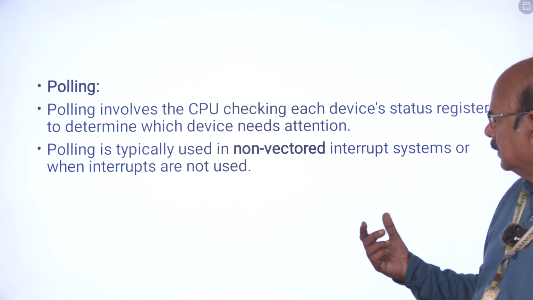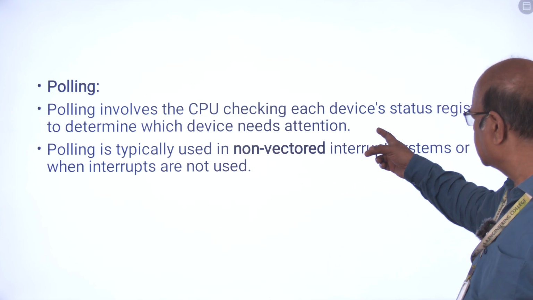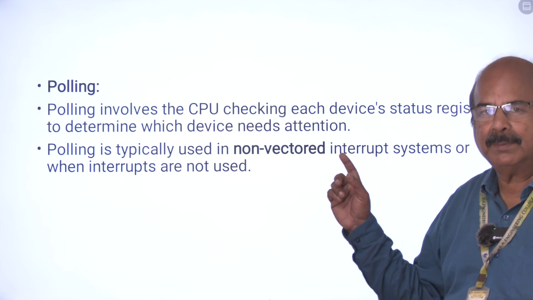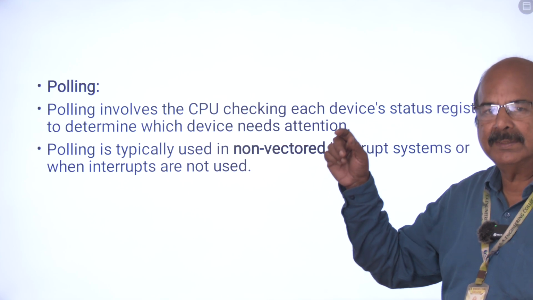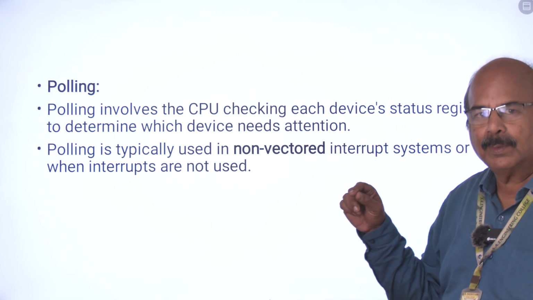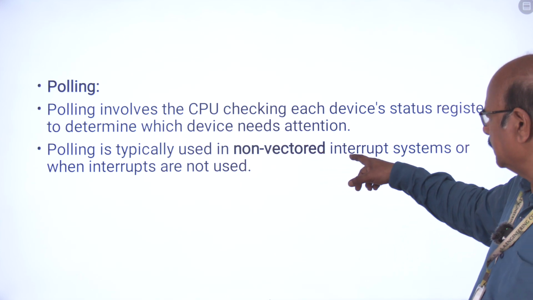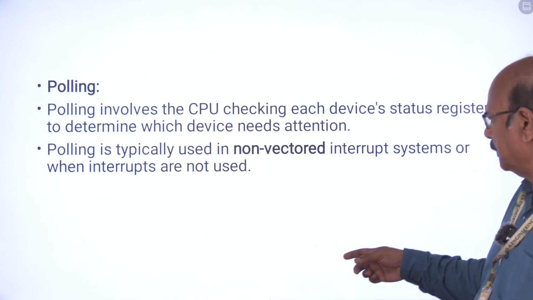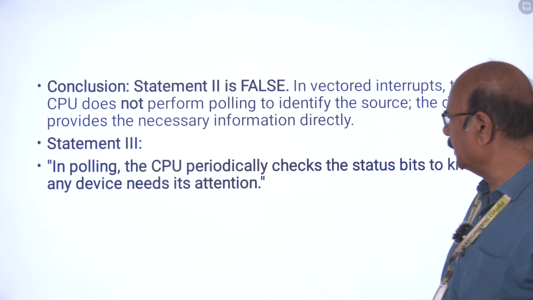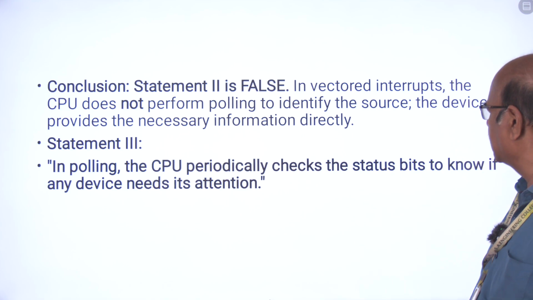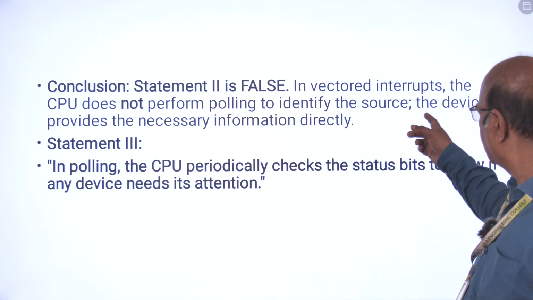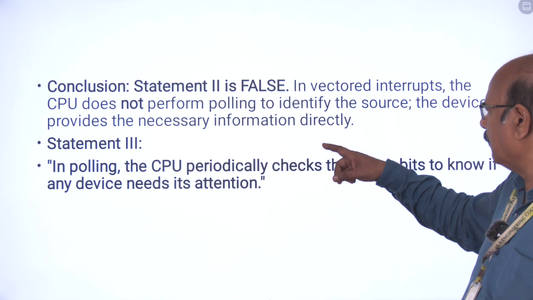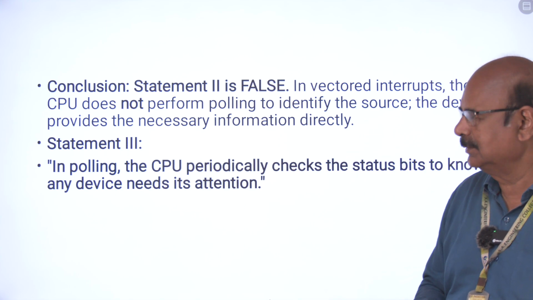Next one is polling. Polling involves the CPU checking each device's status register to determine which device needs attention. Polling is typically used in non-vectored interrupt systems or when interrupts are not used. So the conclusion: statement 2 is false. Why? In vectored interrupts, the CPU does not perform polling to identify the source. The device provides the necessary information directly. So that is the reason.